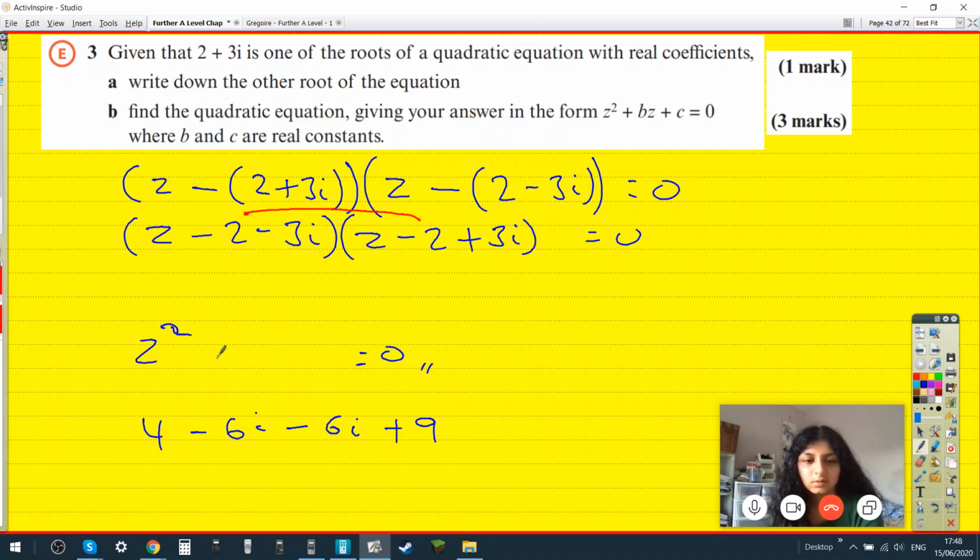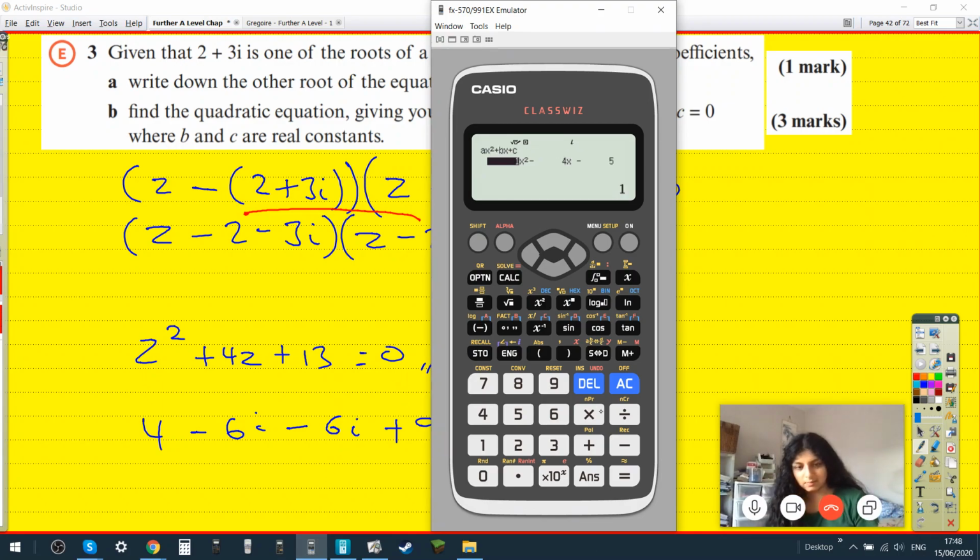Sorry, z squared. I don't know if it's minus or plus 4 and z in the middle. I think it's 4 though. Plus? Don't know. I think so. Plus 4z plus 13. I'm going to check this. It still doesn't look right, but... Yay! Wait, no, it's not right. I think it should be minus 4z. I think it is, yeah, it is minus 4. That's it.